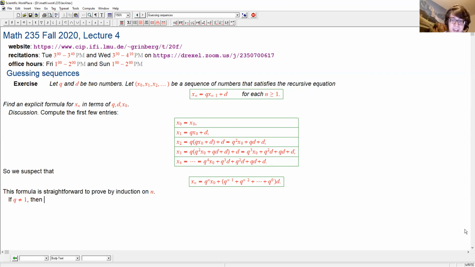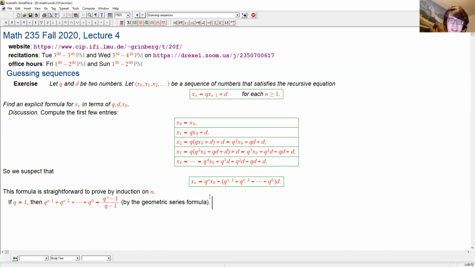If q is not equal to 1, you can simplify this even further. This is q to the n minus 1 over q minus 1 by the geometric series formula, which I think is proved twice in the notes now. If q equals 1, you cannot do this because it would be 0 over 0, so be careful.